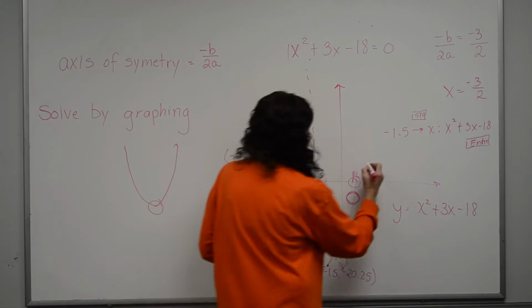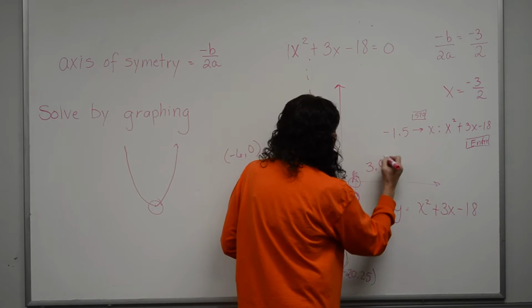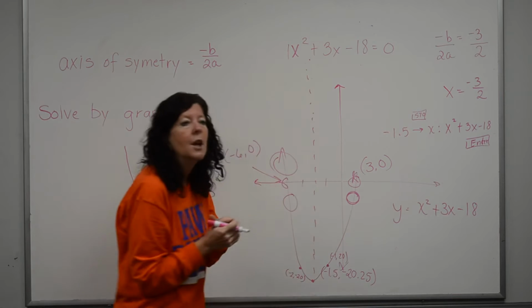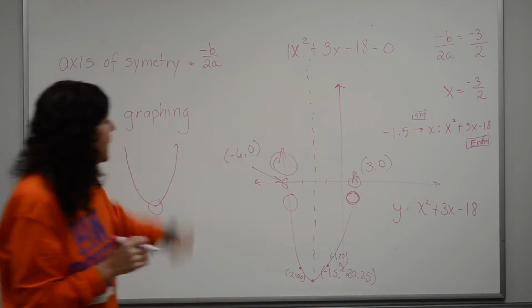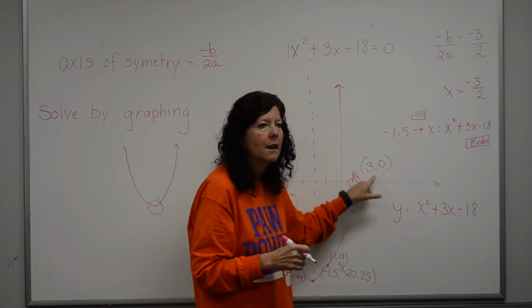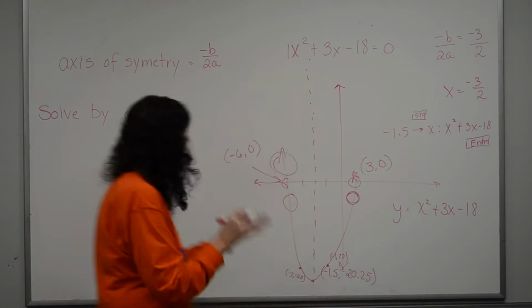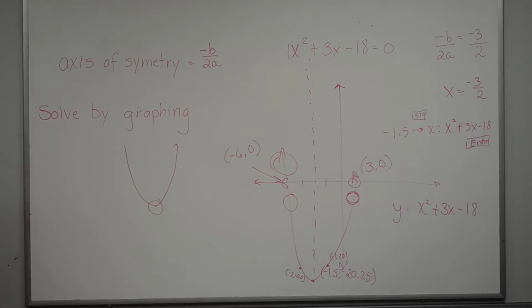What is it? 3. 3. Okay, so then I have the point 3, 0. So if they were asking for the solution to this equation, it would be -6 and 3. That is the 0, the roots, or the solutions of this equation. This is where that parabola crosses the x-axis. Is it kind of falling into place?